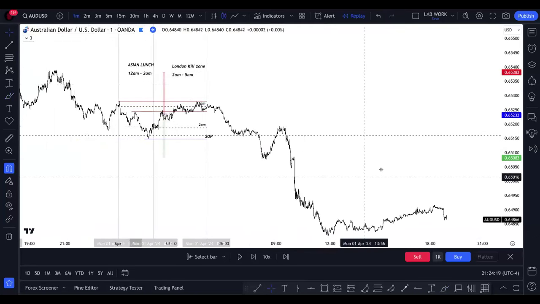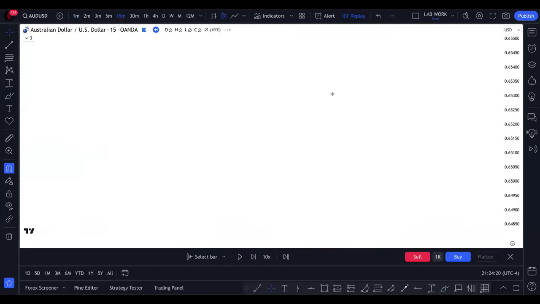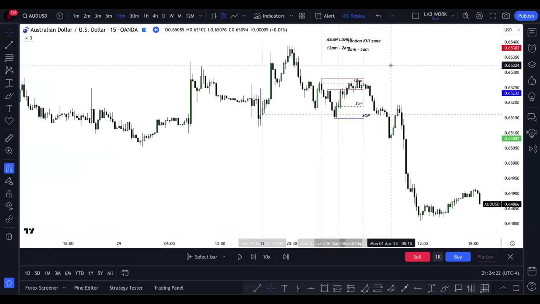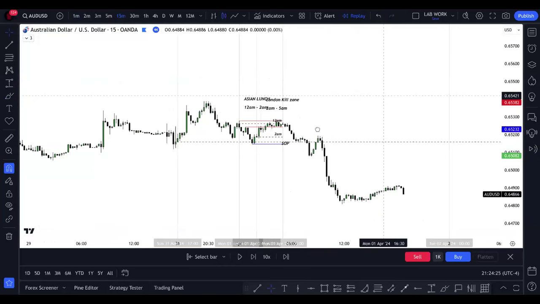So that's the London model. Really nice model. Pay the trader. Shout out to the chat. Let's move on to the next day.